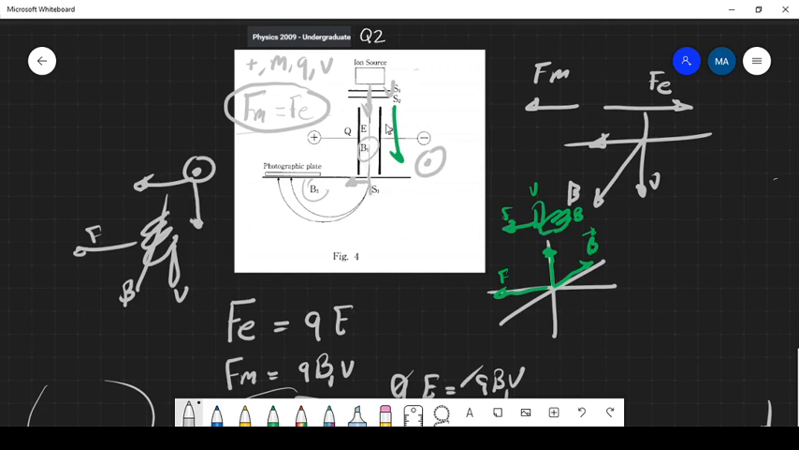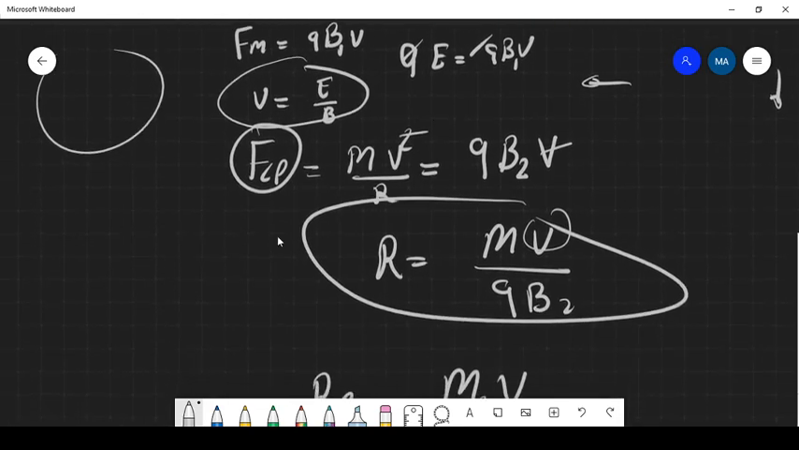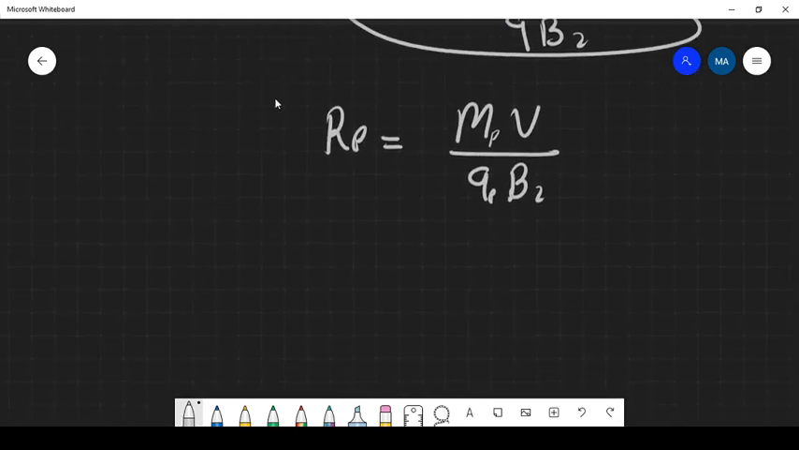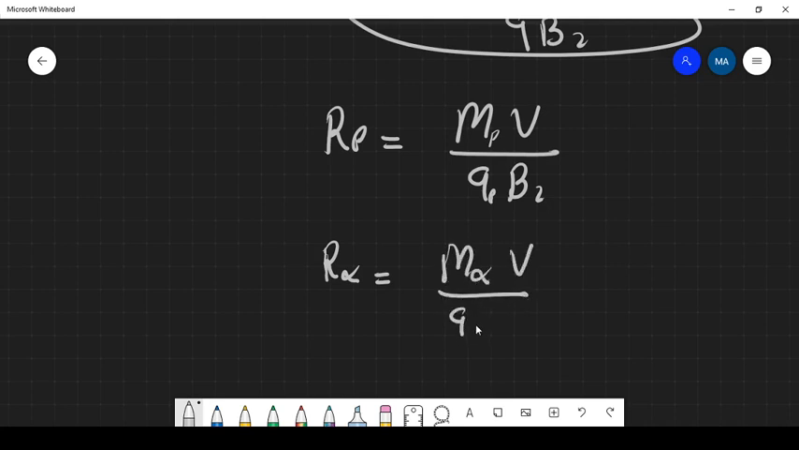It's going to get over here, and the things that are going to act on it are going to be the radius of the alpha particle is equal to the mass of the alpha particle multiplied by v divided by the charge of the alpha particle times B2. Now the mass of the alpha particle is 4 times the mass of a normal proton, and the charge is 2 times the proton's charge. So v B2.